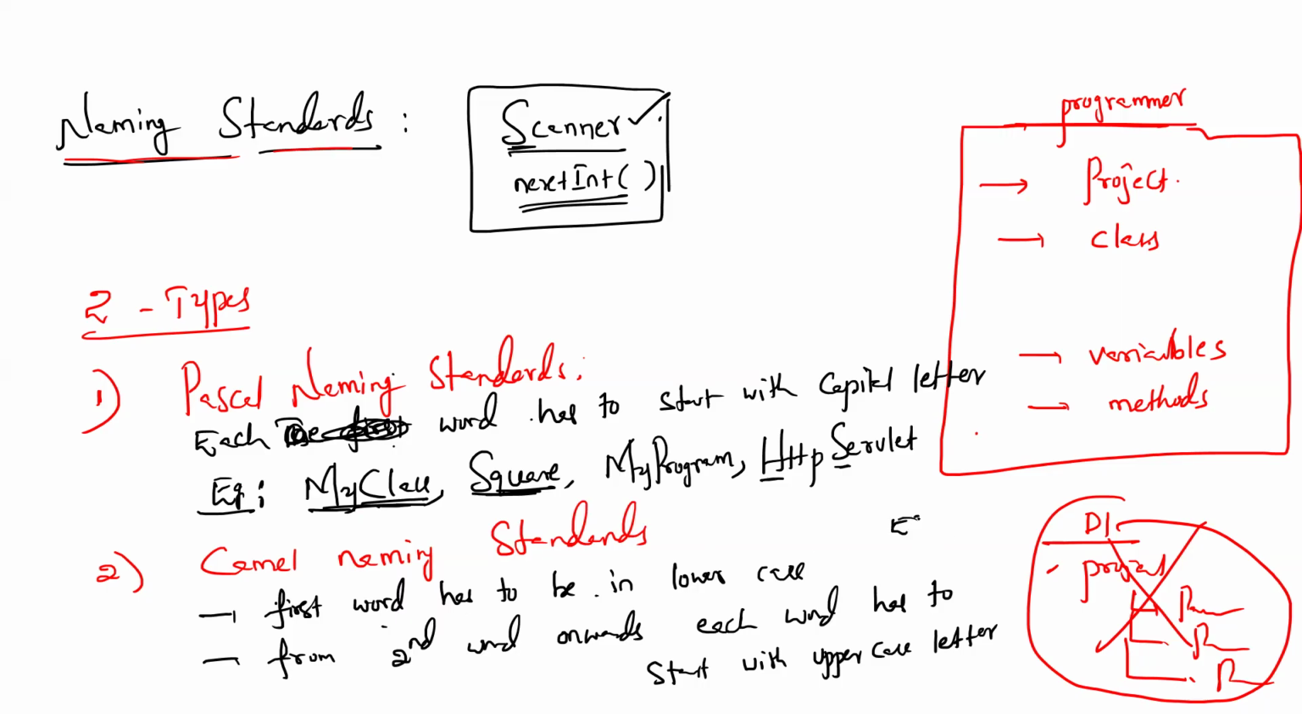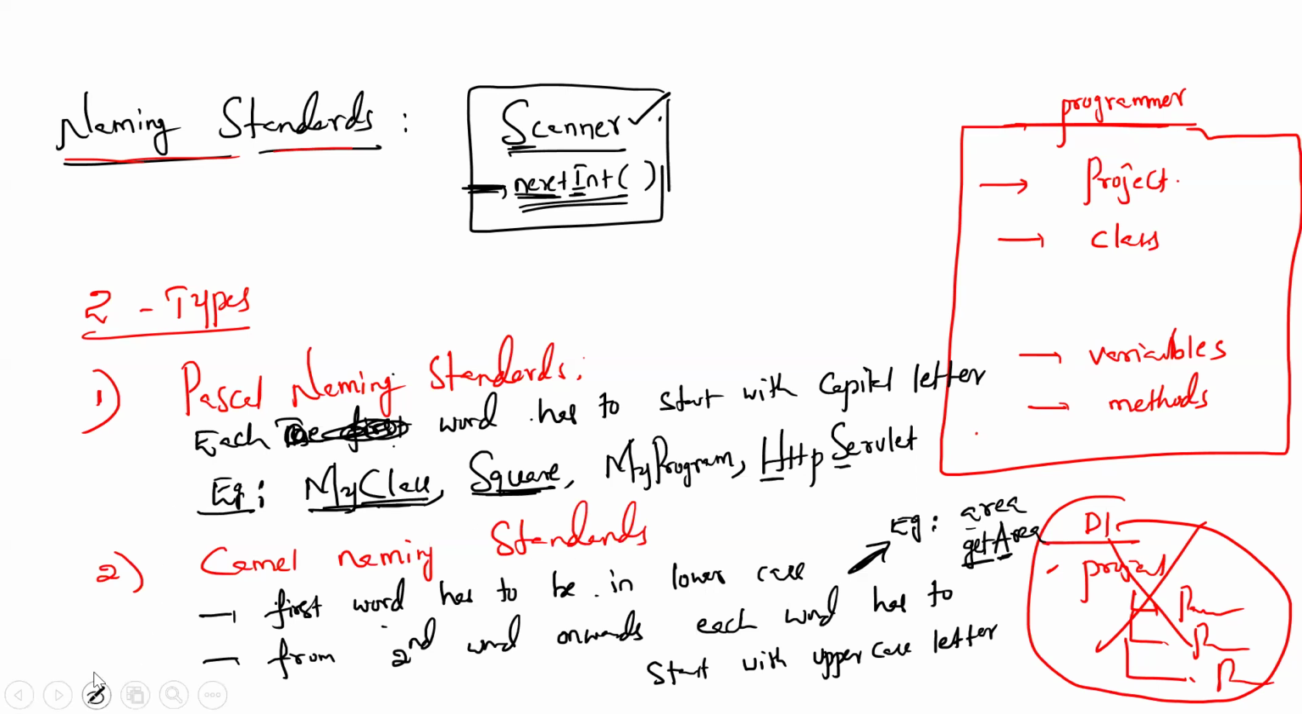For example, area is one word only, that's why lowercase letters. Then just now I used getArea, two words: the first word lower, the second word starts with a capital letter. Similarly getTemperature, getCelsius: first word lower, second word's first letter capital. Even Java developers, you observe now, nextInt: next is the first word in lowercase letters, Int is the second word, that's why its first letter has to be capital. Such naming standards are called camel naming standards.